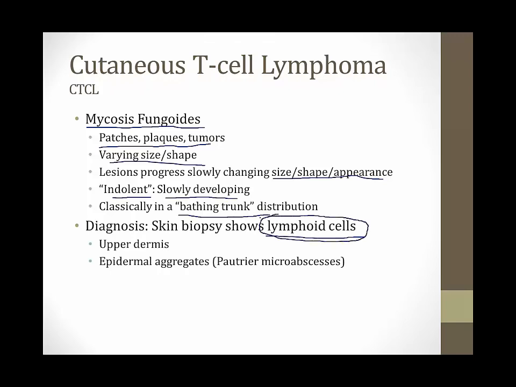The diagnosis is made by skin biopsy, and it will show lymphoid cells, and this is the key feature you should know about for step 1. You'll see lymphoid cells in the upper dermis. They can also form aggregates in the epidermis, which are called Pautrier microabscesses.